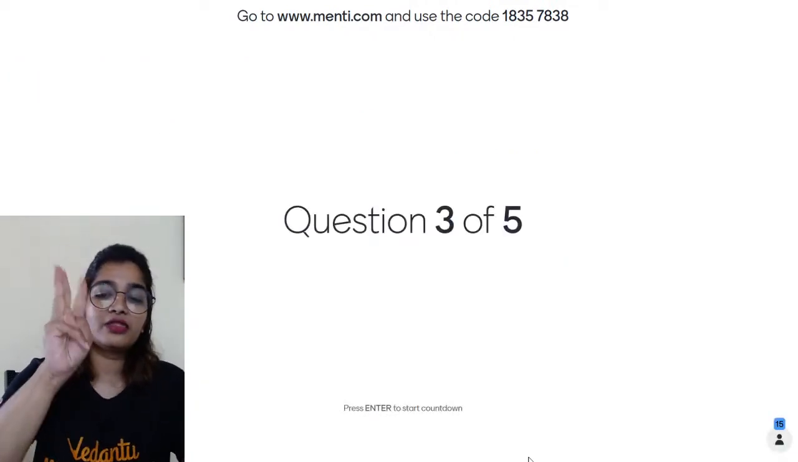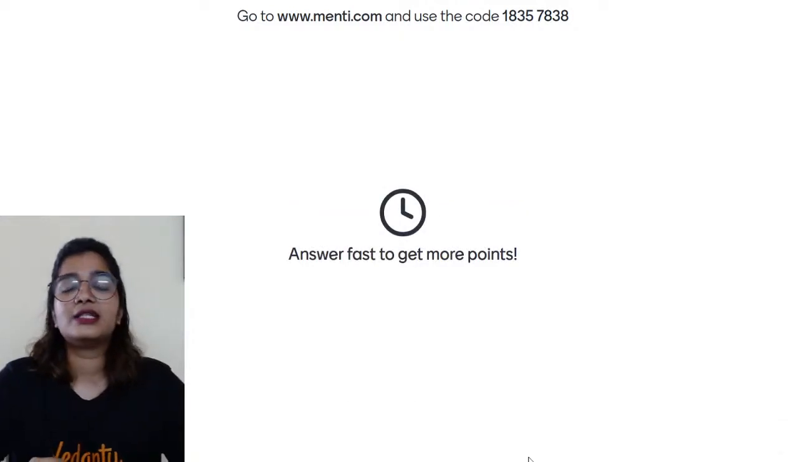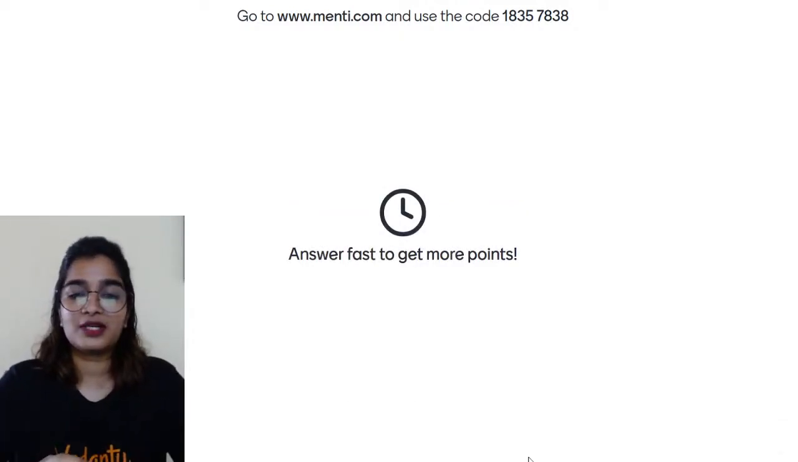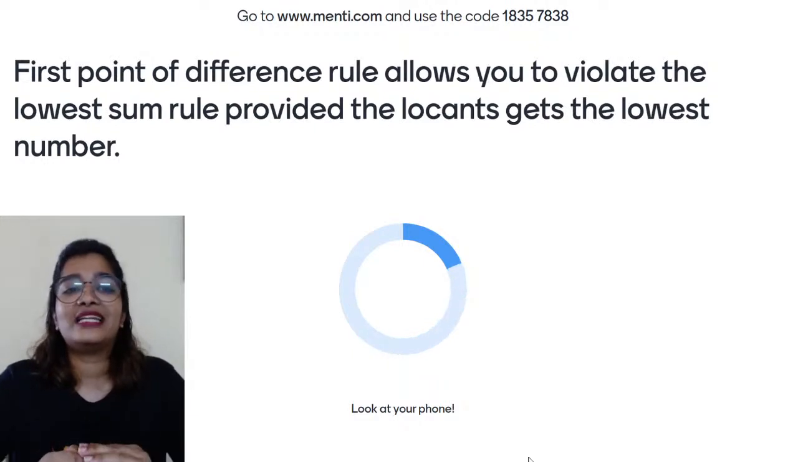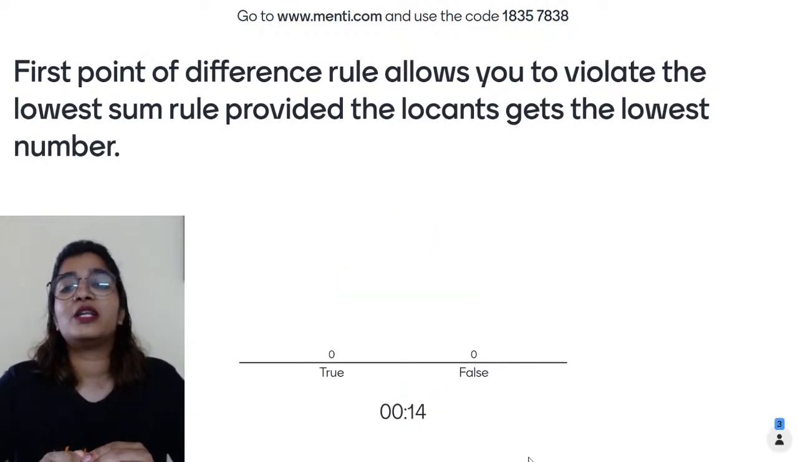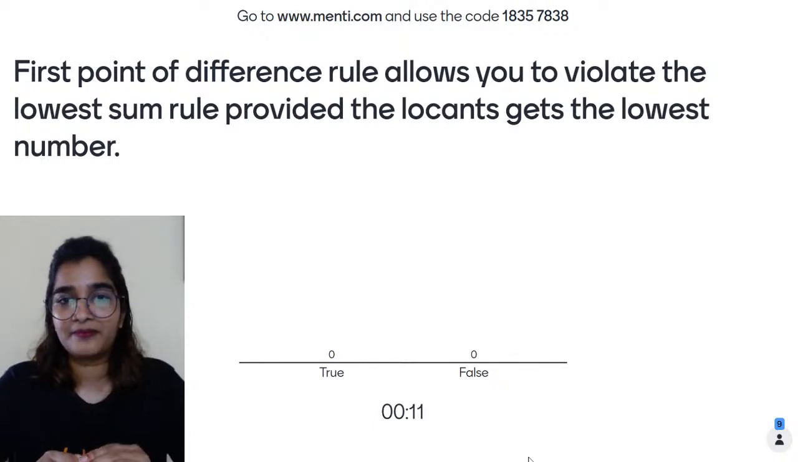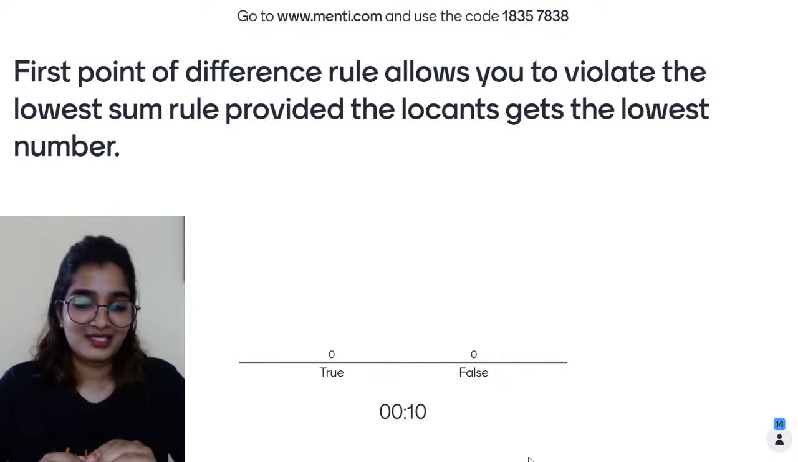Question number 3 on your screen. You'll have only 15 seconds to think and answer, okay? The first point of difference rule allows you to violate the lowest sum rule provided the locants get the lowest number. True or false?